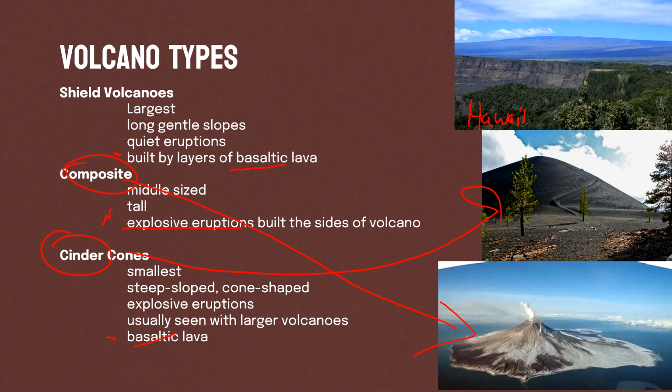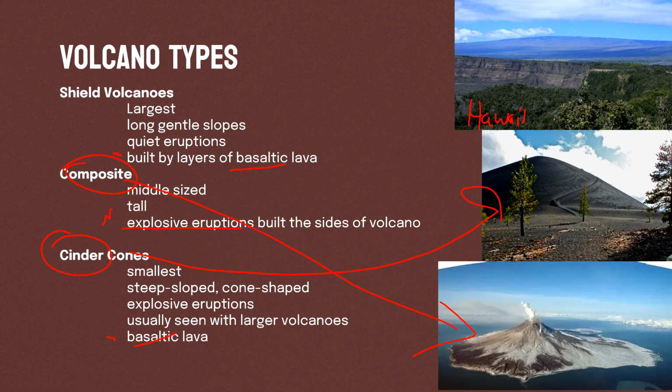It is very tall and kind of imposing looking, and it has explosive eruptions that also help build the sides of the volcano. The bottom right picture is a volcano on one of the islands in Alaska. And these have very explosive eruptions, as you can see from the smoke that is billowing out of it.